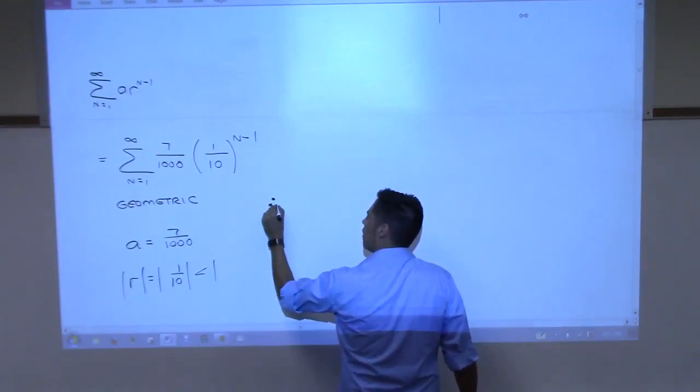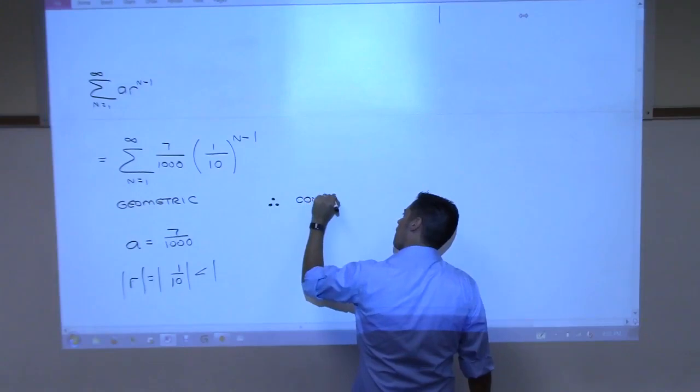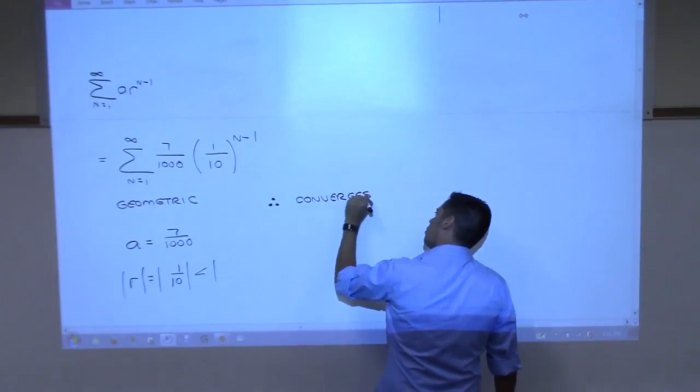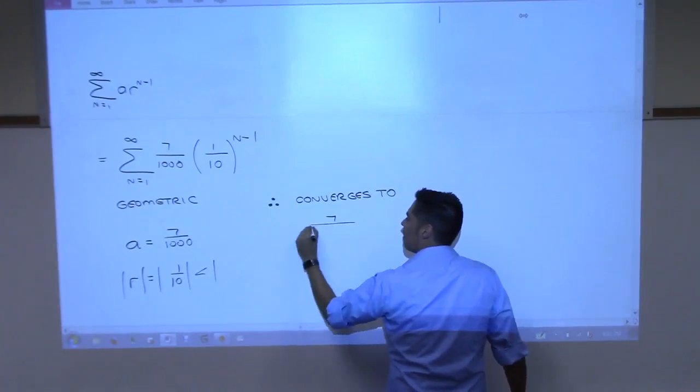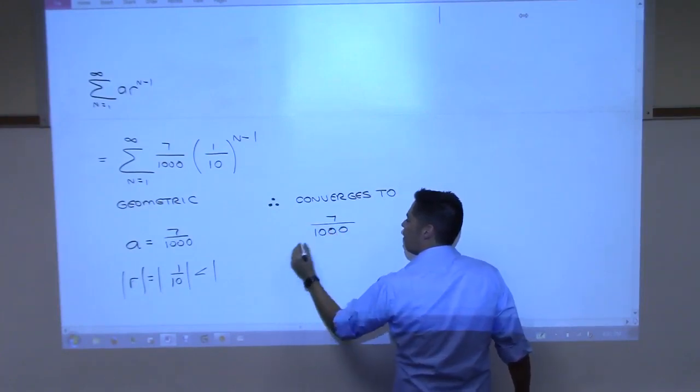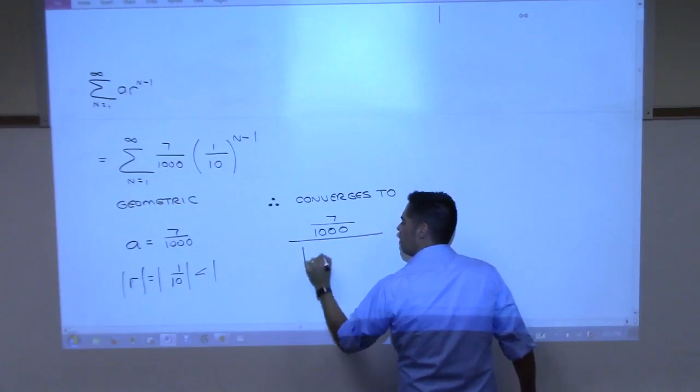Therefore, it converges to A over 1 minus R. A over 1 minus a tenth.